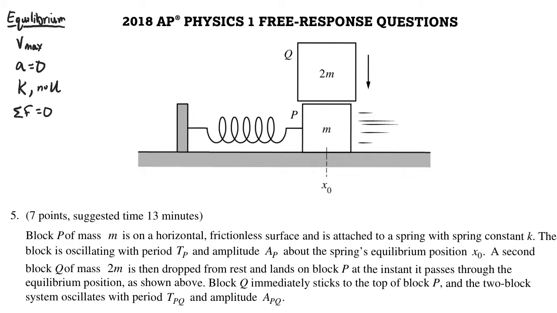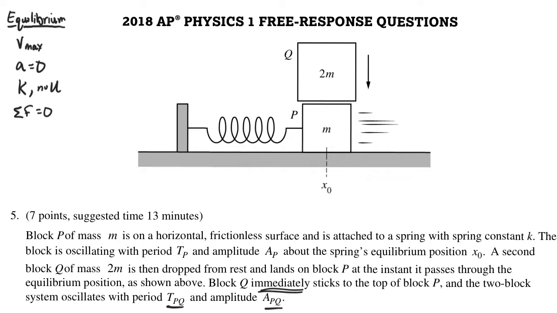So let's keep going because I don't want to lead you too much. The next part says block Q immediately sticks to the top of block P. And that idea, immediately sticks, means we're talking about at the instant it's at equilibrium, block Q sticks to block P, and the two-block system oscillates with a new period and a new amplitude.